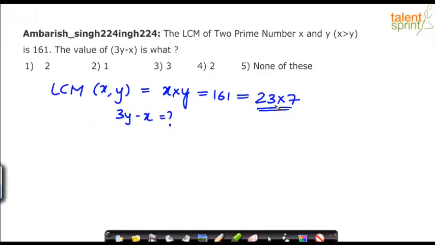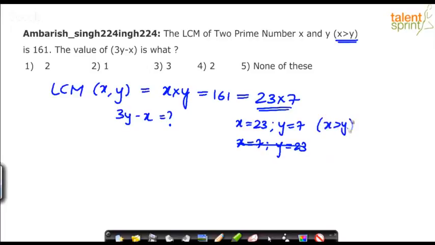Yes or no? Now he's asking us to find out 3y minus x. There are 2 possible cases. I can say x is equal to 23 and y equals 7, or x equals 7 and y equals 23. But he has given x greater than y. Sorry, I forgot this. X greater than y means this is ruled out. So find out 3y minus x: 3 into 7 minus 23. So 21 minus 23, minus 2 should be the answer.